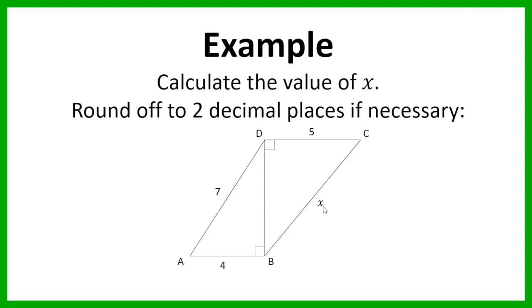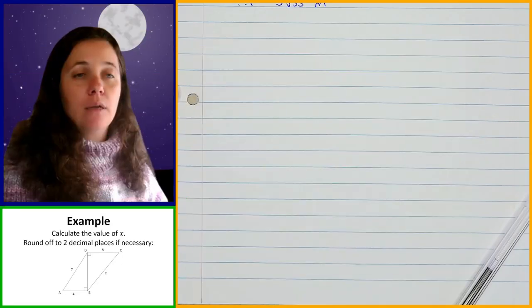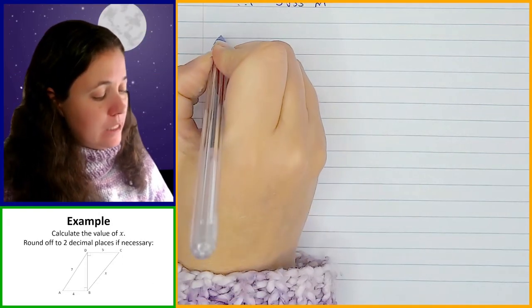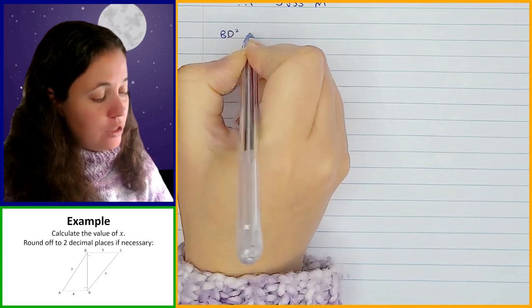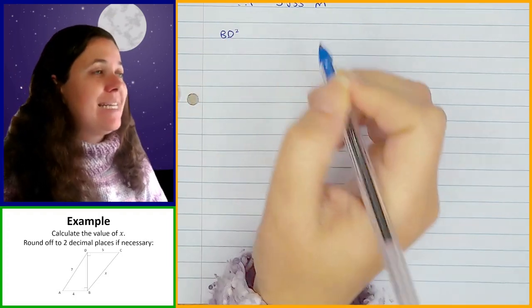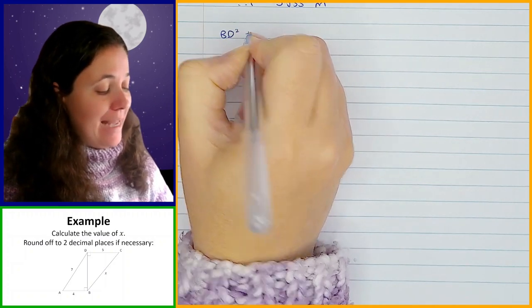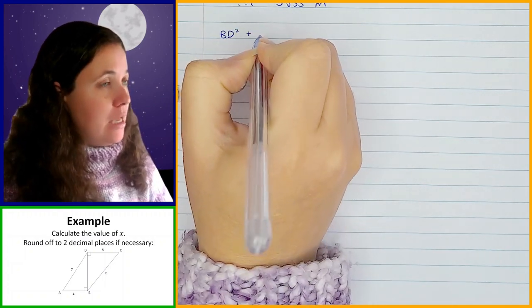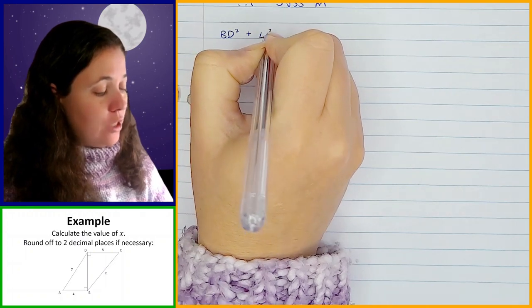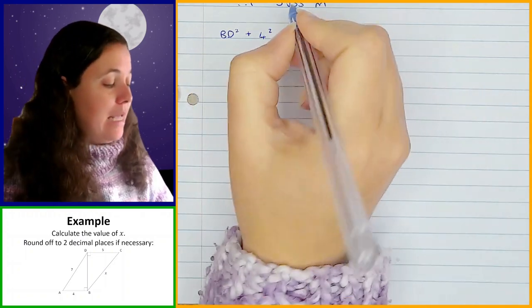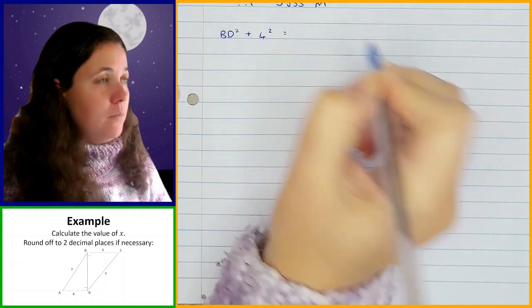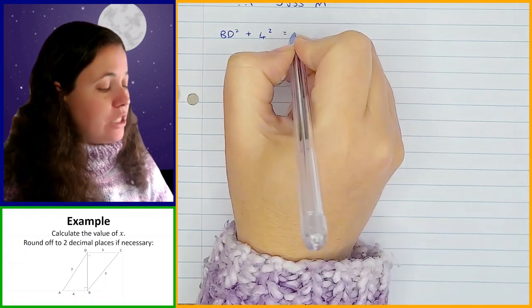We're going to do two parts to our calculation. First, we're going to work out the length of BD, okay, using triangle ABD. So over here, BD squared is what I want to work out first. I want to work out BD. Okay, it is one of the right angle sides in that triangle. So I'm going to add it to the other right angle side, which is AB, which is 4. So it's BD squared plus 4 squared. And that is equal to the hypotenuse squared. So that's going to be 7 squared.